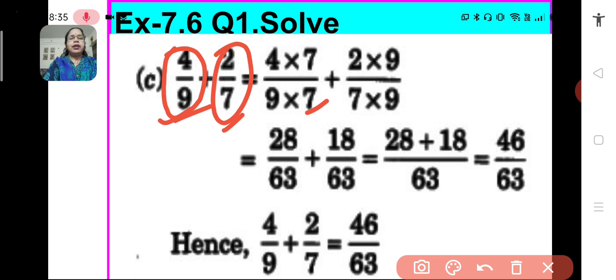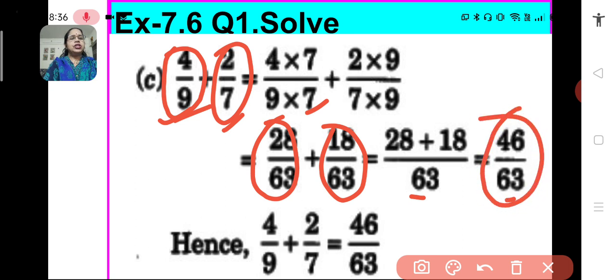So, it is the same as finding the LCM and then we get the equivalent fractions as 28 upon 63 and 18 upon 63, which we add. So, we retain the denominator 63 and add 28 and 18. What do we get? We get 46 upon 63. So, when we add 4 upon 9 plus 2 upon 7 we get 46 upon 63.